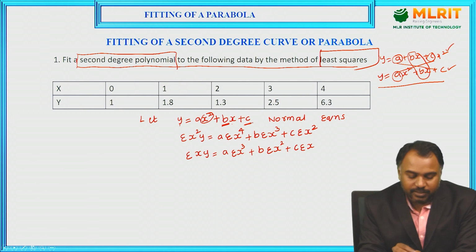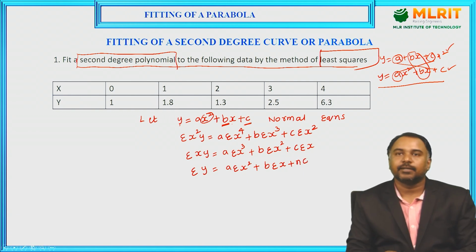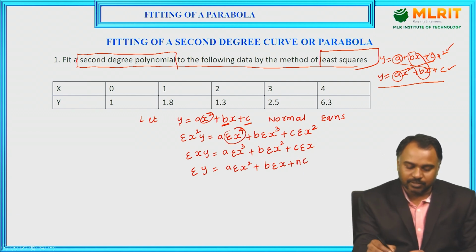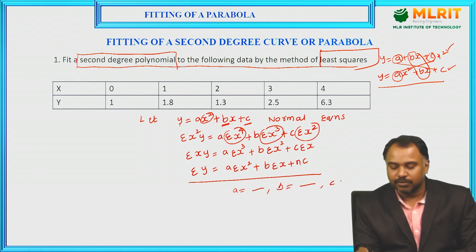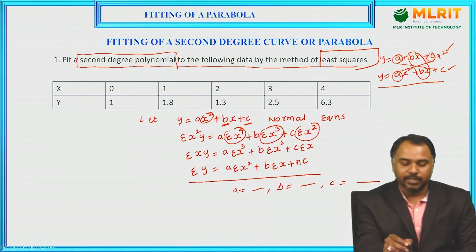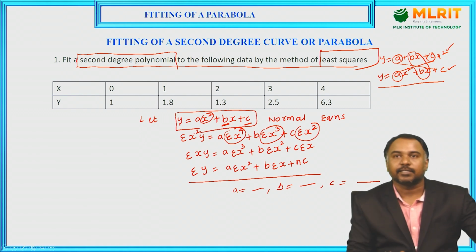So the third coefficient is c, and similarly the coefficient of c is 1, so you just need to multiply with 1. Summation y is equal to a summation x square plus b summation x plus nc. So we are going to find these summations, and after finding the summations we are going to substitute them. Solving these equations, we are going to get a, b, c values. These a, b, c values we substitute into whatever equation we consider. That is what we call fitting of a curve.